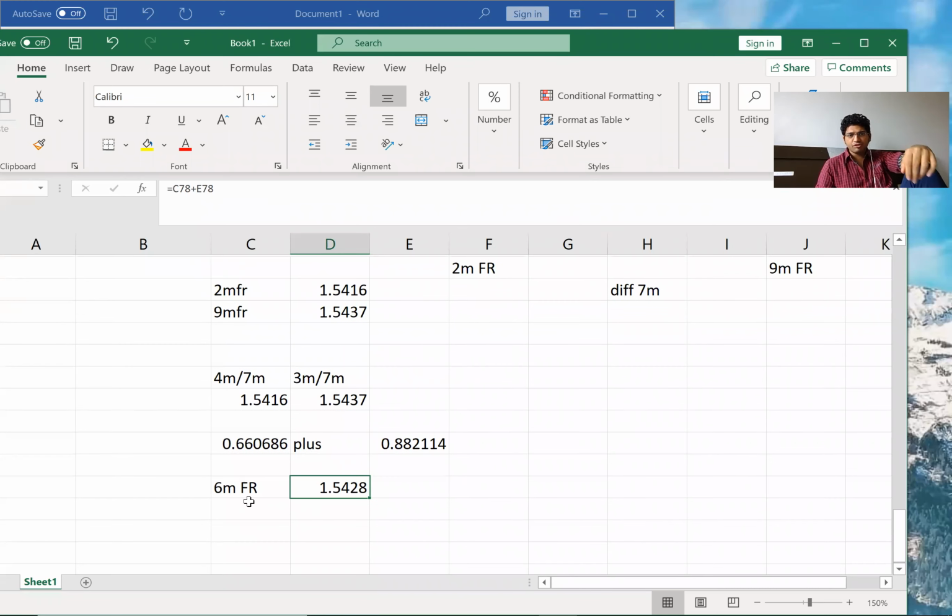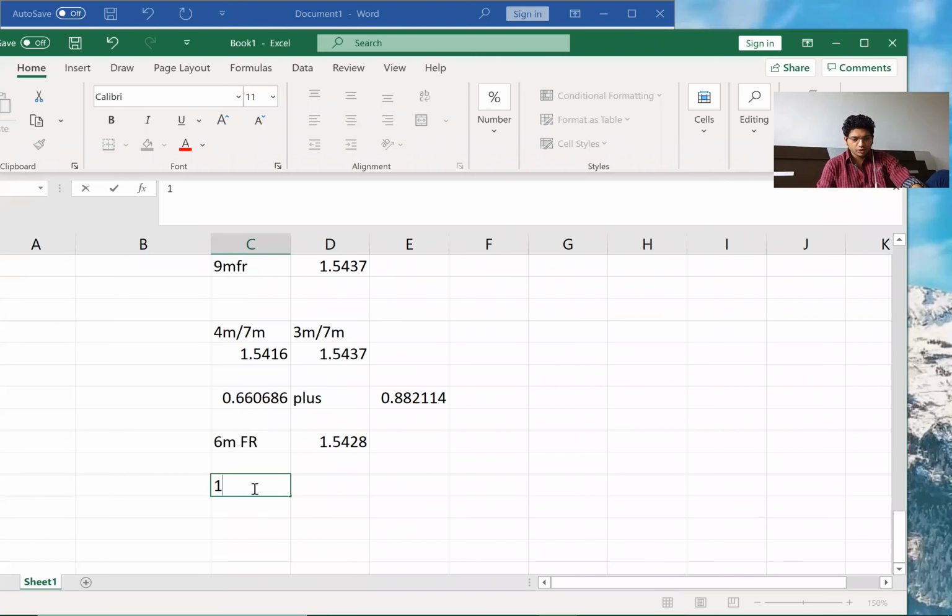Okay. So now we know that 1 US dollar is equal to 1.5428 Australian dollars. How many US dollars do we have? Our contract amount is 1,40,000 US dollars. Equal to how many Australian dollars?